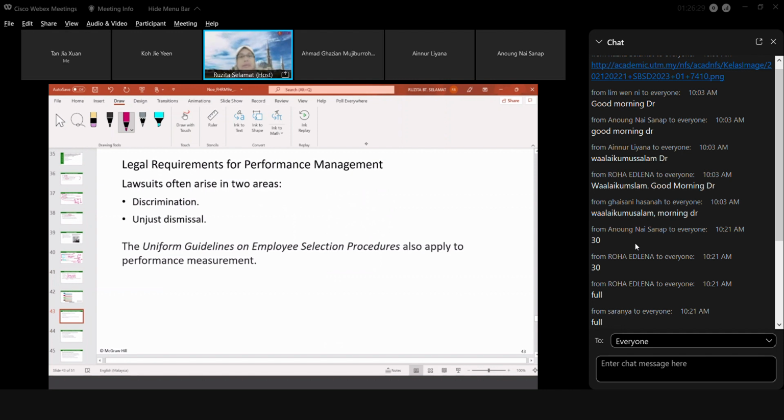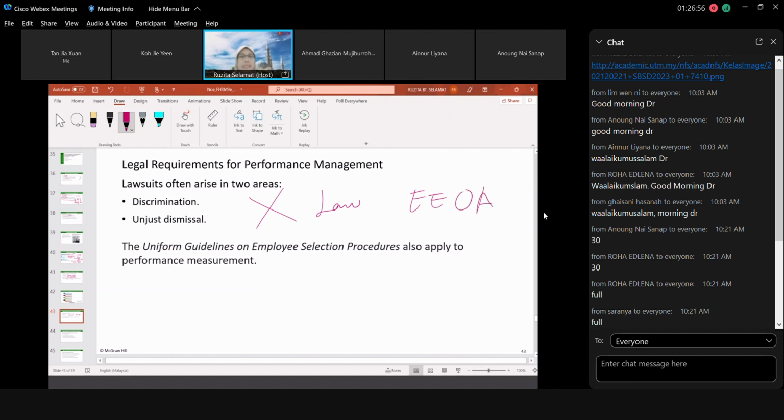at the beginning of the topic, yang ni pun kita takkan cover because di Malaysia we don't have any specific law regarding how employer should conduct performance appraisal of their employees. But maybe in the US, since they have this EEO, Equal Employment Opportunity Act, they are very strict.